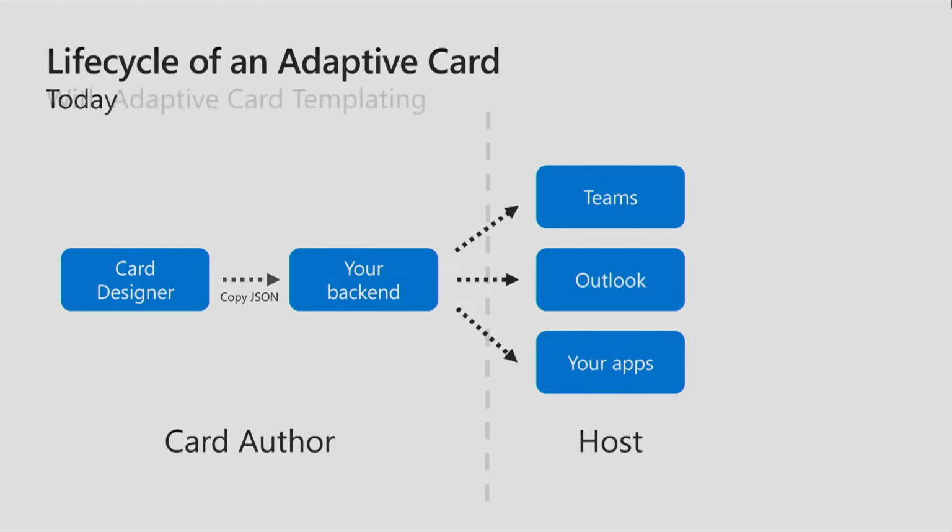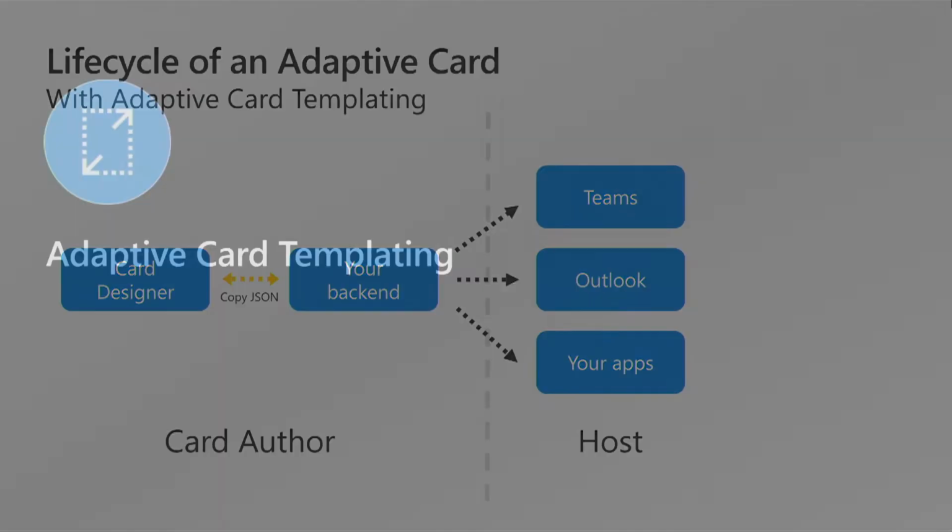To start in the first topic, right here at the card designer and backend, that little black arrow just turned into an orange one and it became two-way. That's what we call adaptive card templating. And it really helps card authors design these reusable card templates and use them in their backend.